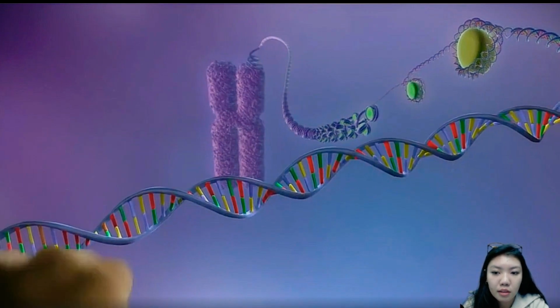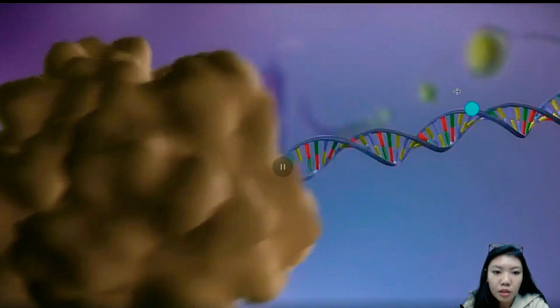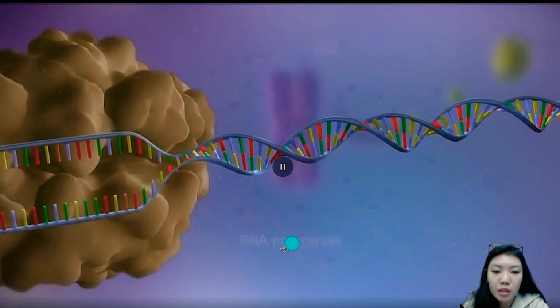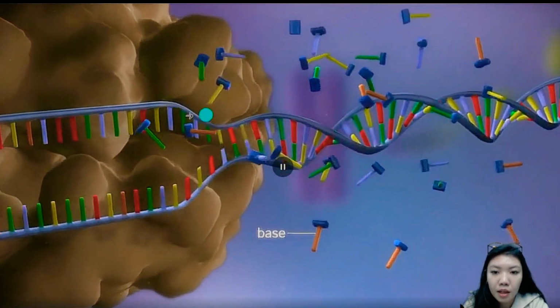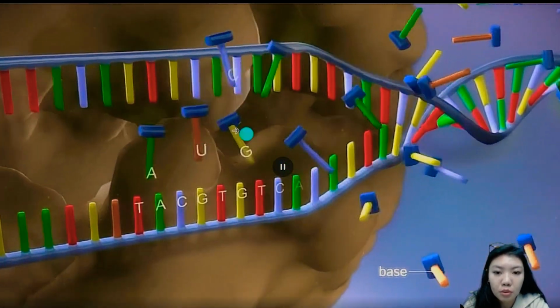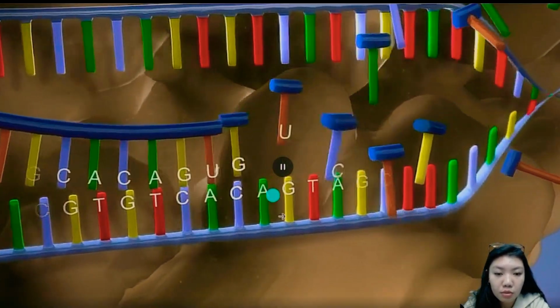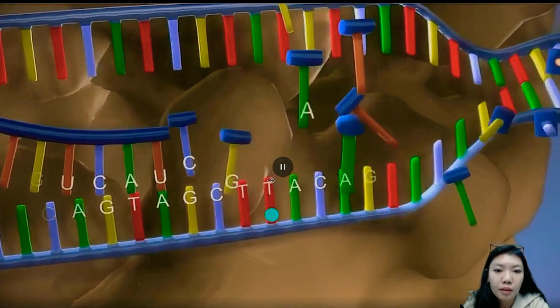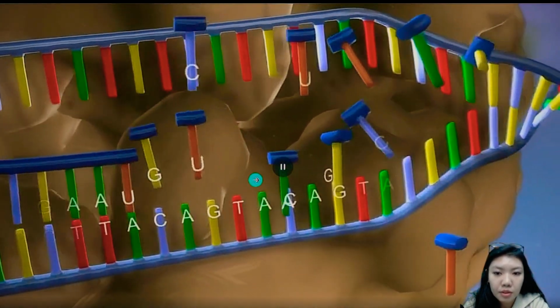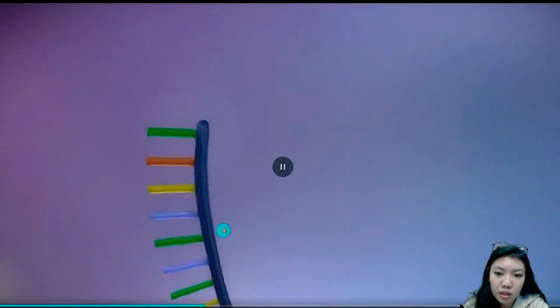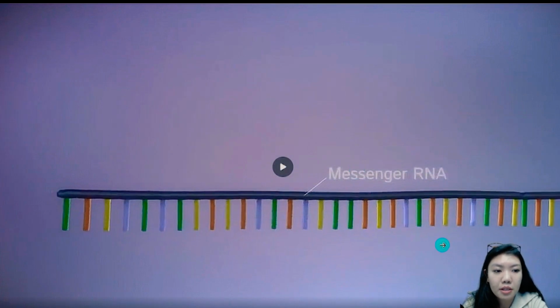When a gene is switched on, an enzyme called RNA polymerase attaches to the start of the gene. It moves along the DNA, making a strand of messenger RNA out of free bases in the nucleus. The DNA code determines the order in which the free bases are added to the messenger RNA. This process is called transcription. Other nucleotides, and after this process we have made a messenger RNA.